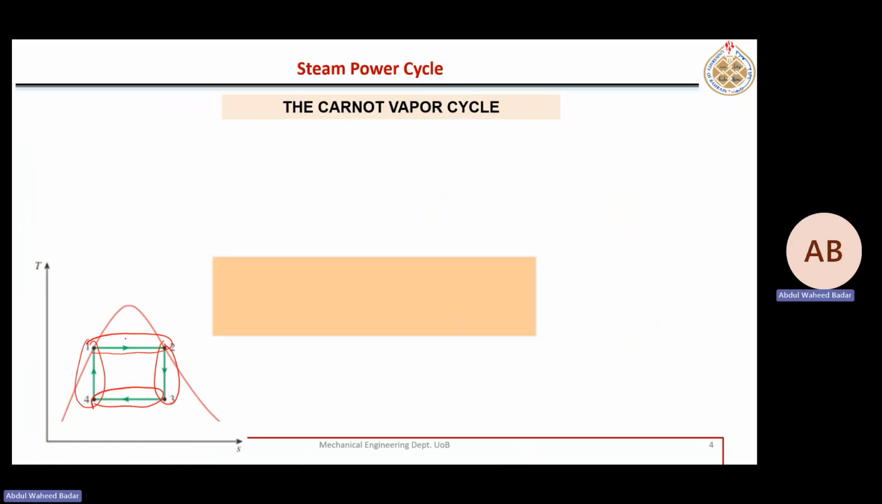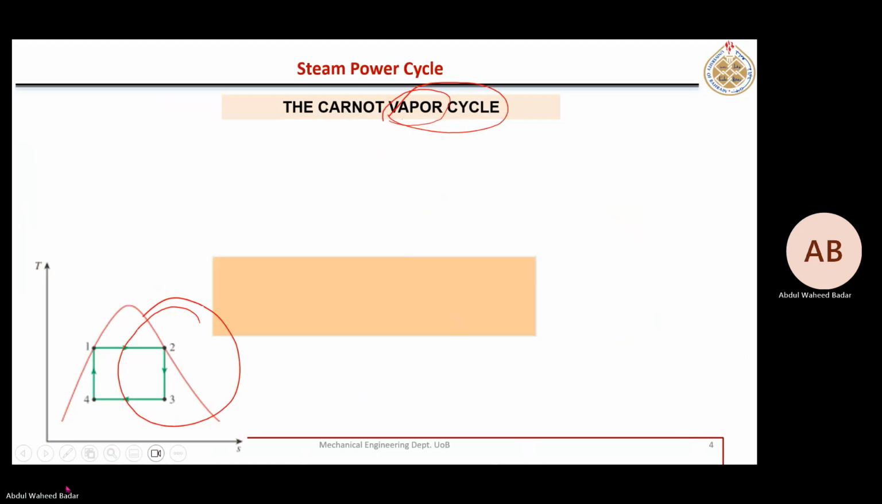You cannot have a constant temperature heat addition. You cannot have a constant temperature heat rejection outside the dome. So inside the dome, it is possible. So we can show the steam power plant or vapor power cycle, another term for steam power plant. We never use the term vapor for gas power plant.